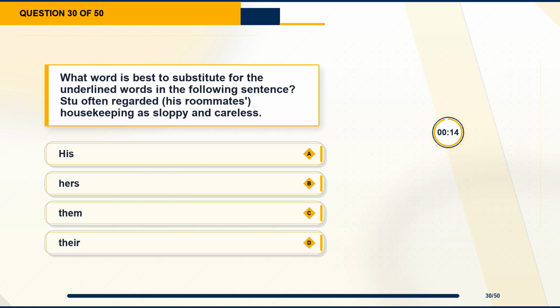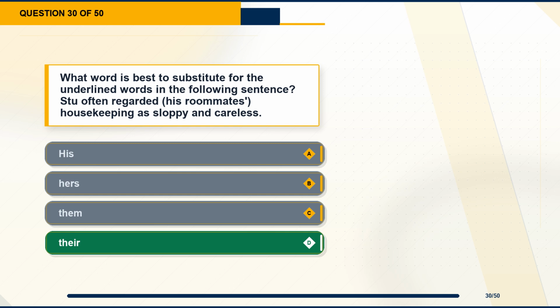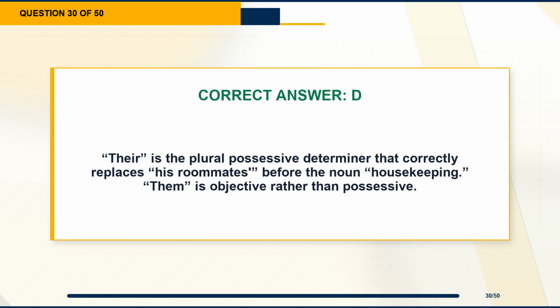Question 30. What word is best to substitute for the underlined words in the following sentence? Stu often regarded his roommates' housekeeping as sloppy and careless. Option A, his. Option B, hers. Option C, them. Option D, their. The correct answer is option D, their. Explanation: their is the plural possessive determiner that correctly replaces his roommates before the noun housekeeping. Them is objective rather than possessive.